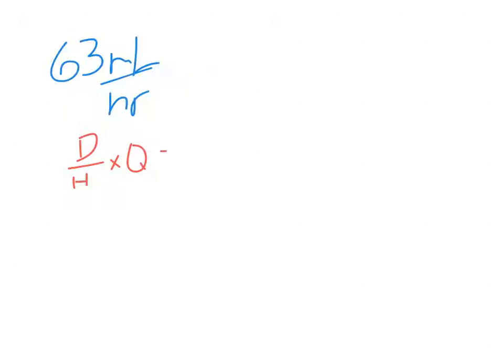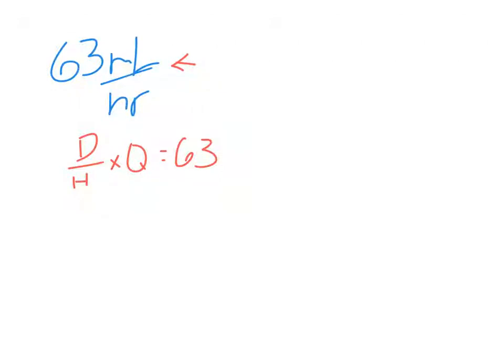Because if you remember what we did in class, what I just showed you, and all those different steps, you could do that and you could do the reverse of that. That would mean that if given 63 milliliters per hour, let's reverse that. I know that's what they're going to end up taking. So D over H times Q is equal to 63. So you could do it that way.